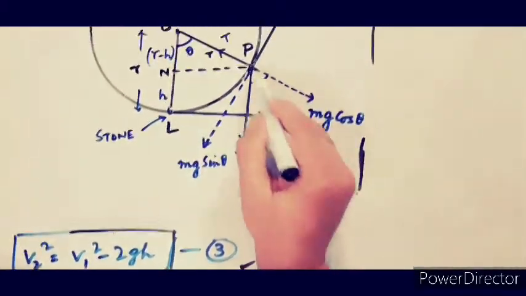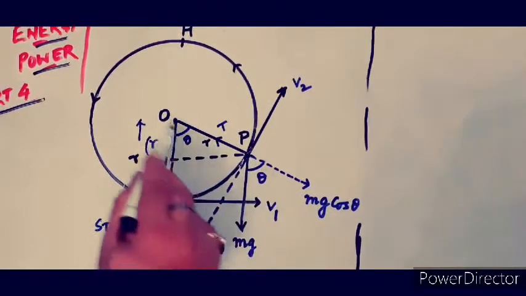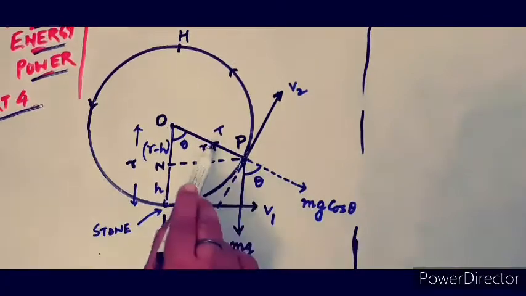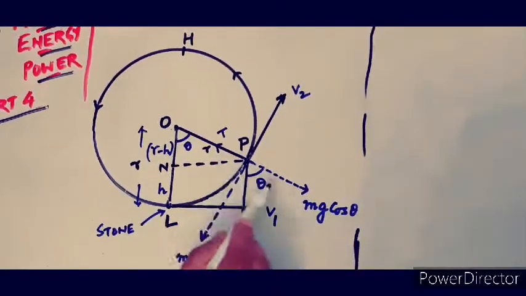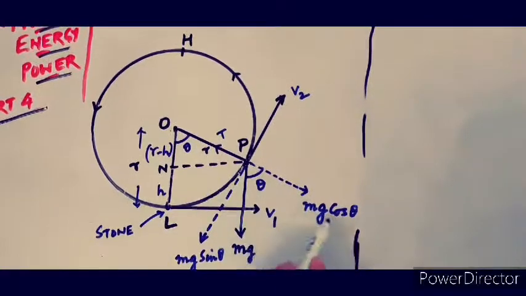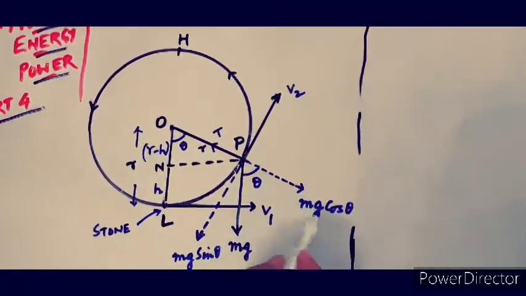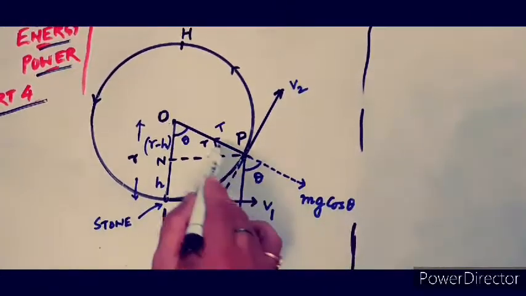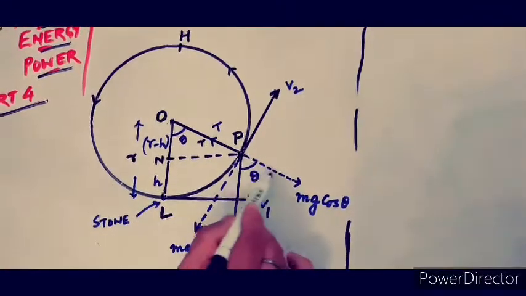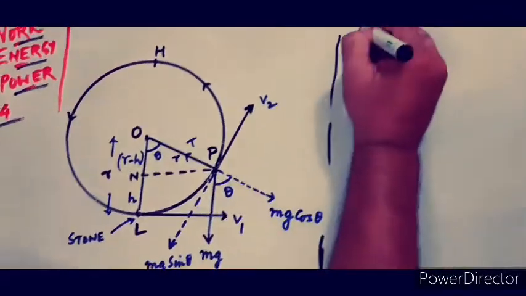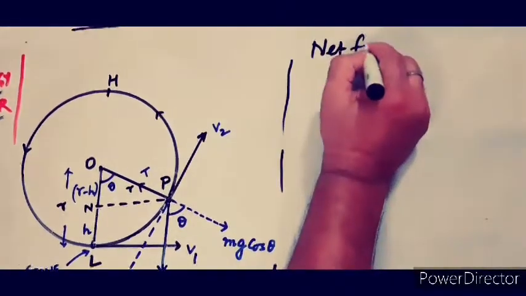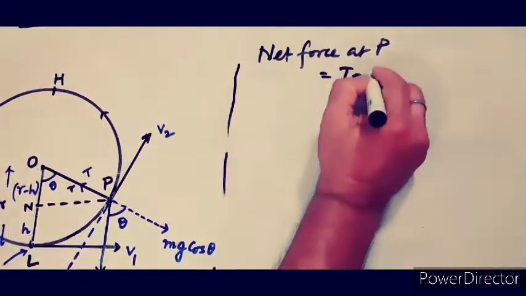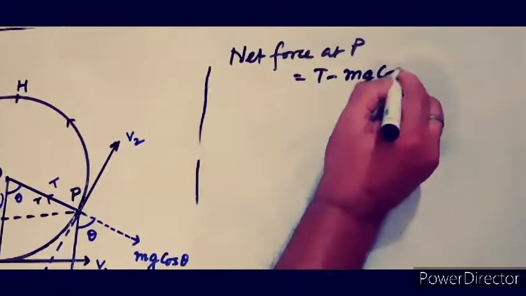Now see at point P, one force, tension, is in this direction and another force is mg cos theta. Now out of these two forces, you just tell which one is greater, T or mg cos theta. Definitely if mg cos theta is greater, then this stone will come out this way, but this is not happening. So definitely tension T is greater than this. So net force at point P should be T minus mg cos theta.